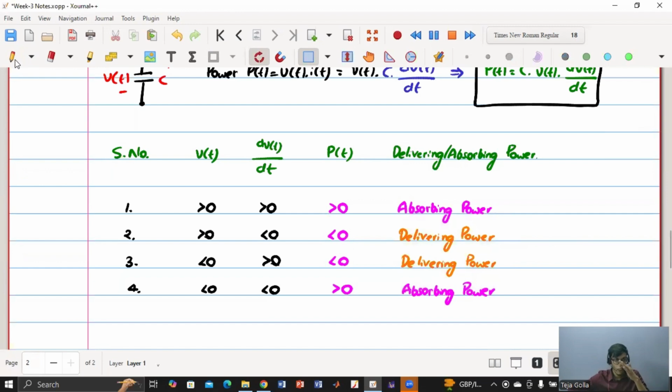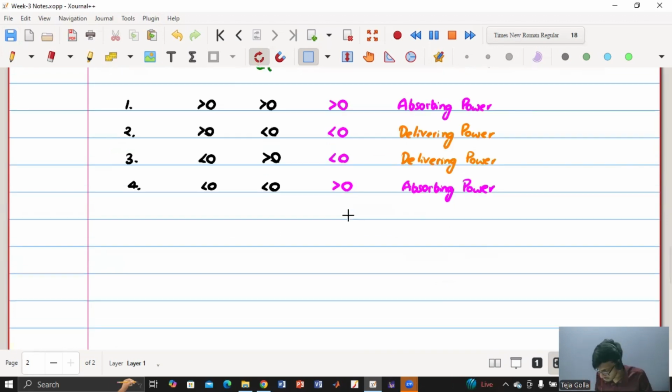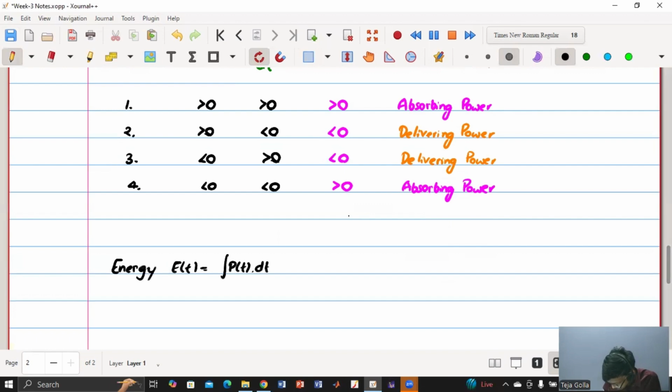Is it clear until this point? Someone has asked why it is passive, or why it is not active. So we'll go to energy, and we all know energy is the integration of power. So energy, I'll call it E of t, is equal to the integration of P of t dt. We'll directly write the formula, not considering the time limits.